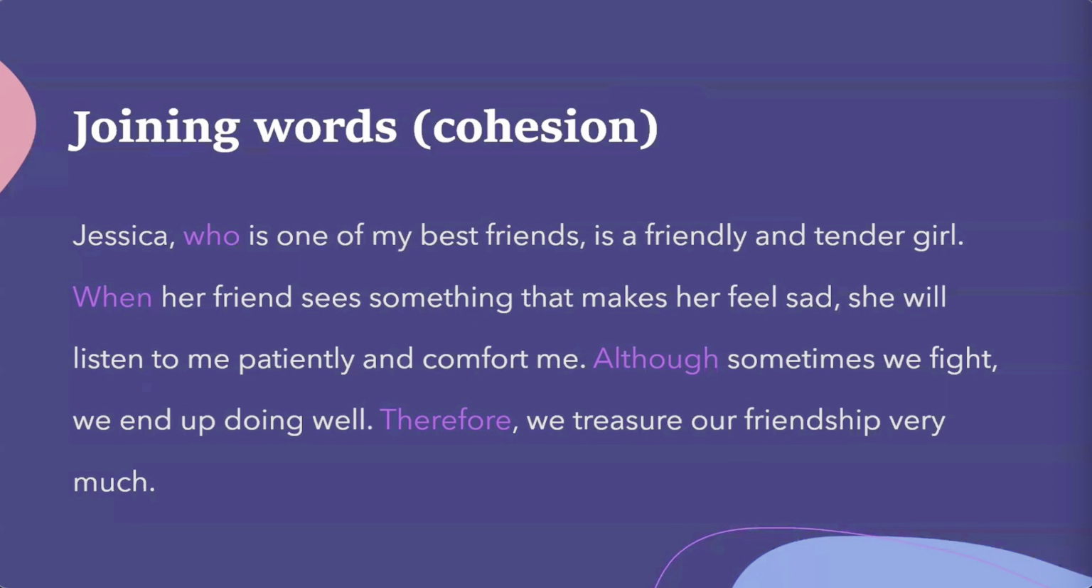Here are some joining words, and we put the joining words into the same story. Jessica, who's one of my best friends, is a friendly and tender girl. When our friend sees something that makes her feel sad, she'll listen to me patiently and comfort me. Although sometimes we fight, we end up doing well. Therefore, we treasure our friendship very much. So this example used joining words, and that included a relative clause, actually, also. But immediately the language begins to flow and the sentences are longer.